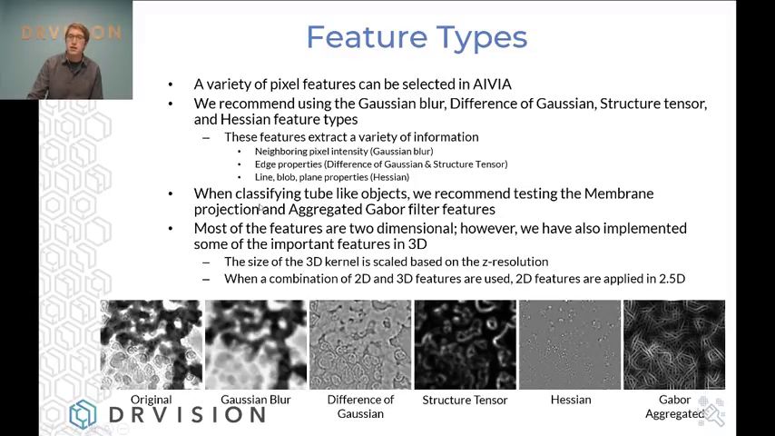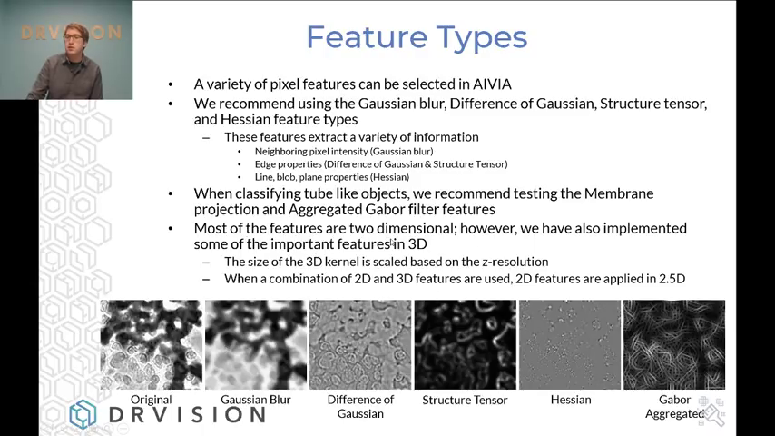Finally, when classifying tube-like objects, we recommend testing other features like the membrane projection or aggregated Gabor filter features. This is an example of the Gabor aggregated features. They'll look very synthetic, but they're describing the different edges of the image. For example, this small edge right here is the same edge as here.